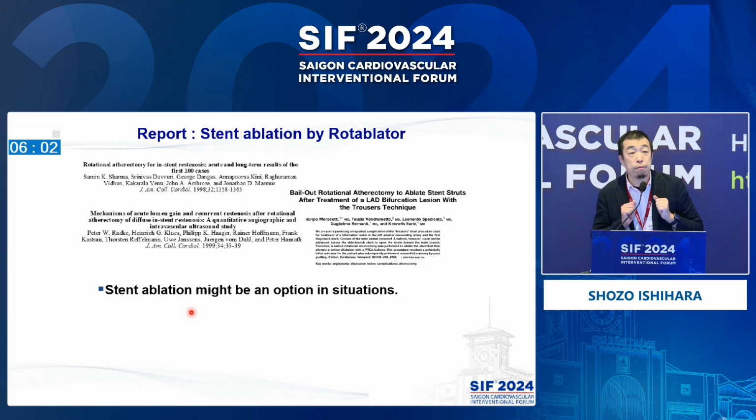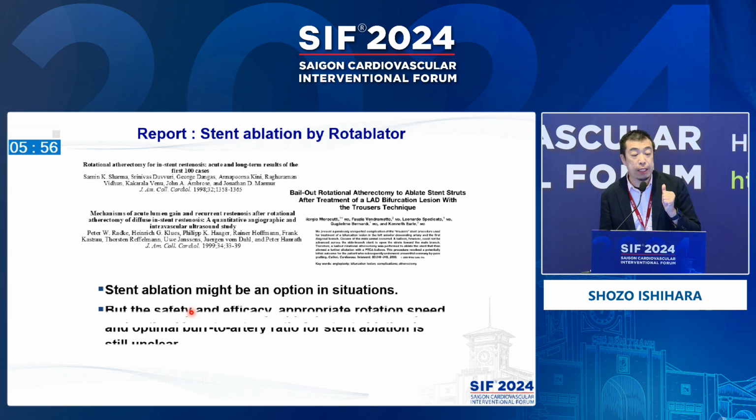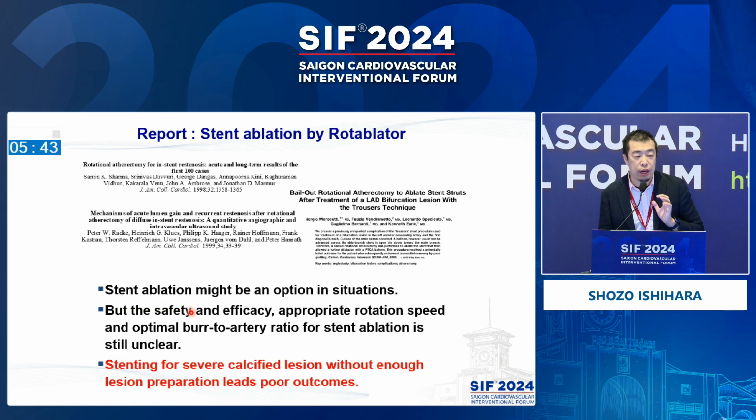So there are some reports about the stent ablation, and stent ablation, of course, might be one option in some situations, but safety and efficacy, and also appropriate rotation speed, and also optimal artery ratio is still unclear. And also, of course, we should be careful of the complications.